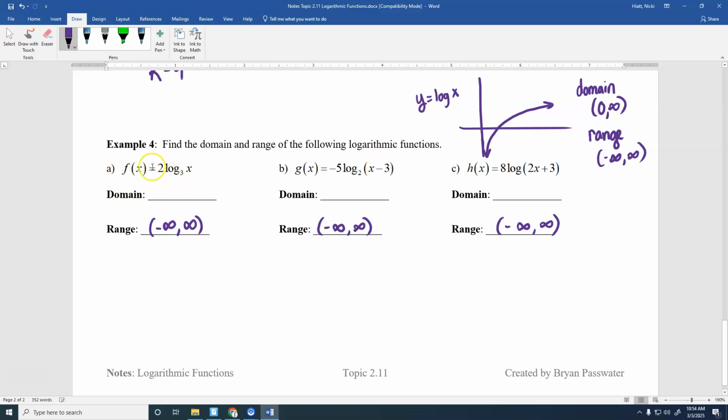So like if I look at A, I do have a vertical expansion by a factor of 2. Does that change my domain at all? It does not. So 0 to infinity. Go with the classic domain there.